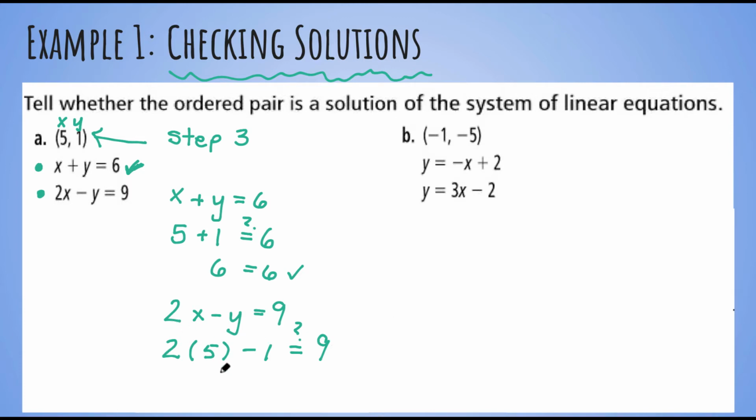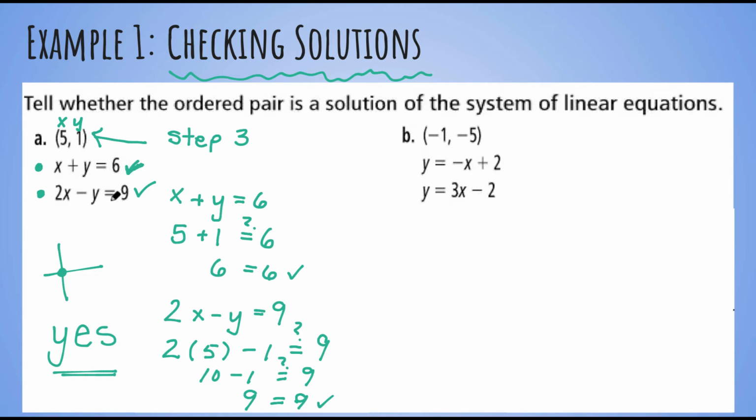Okay, so when we simplify, we end up with 10 minus 1, and we're questioning if that's 9, and sure enough, we see 9 equals 9. So this is also a point on this line. So if we think about the graph, if this is a point on both of these lines, and the lines intersect in one place, then this is the point where they intersect right here. So is this a solution? Yes. So for part A, yes, this point (5, 1) is a solution to this system of linear equations.